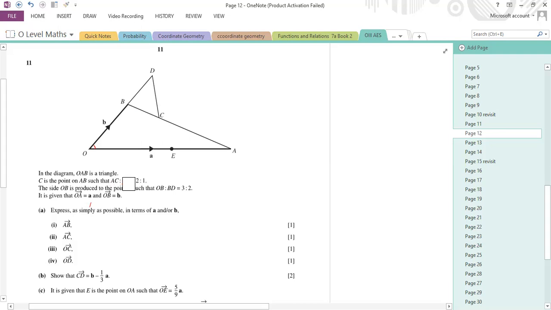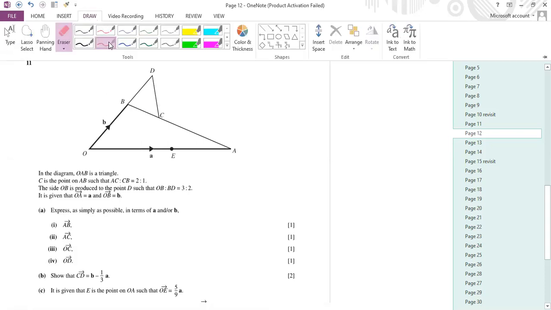Further moving ahead, we have OB and BD. Overall, there are five parts for OD. If you add both of them, you'll see that there are five parts. OB is three parts and BD is two parts. So we'll see what to do. We have to express this in terms of A and B.